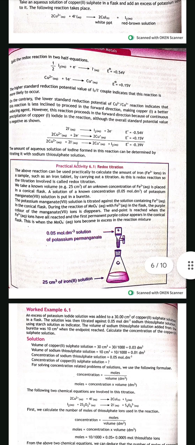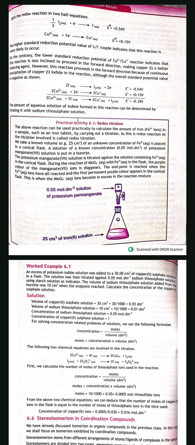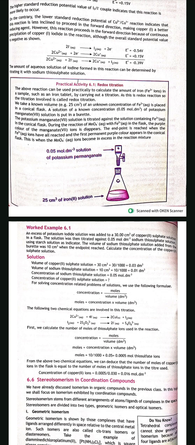The lower value of oxidation potential indicates that the reaction is inclined to proceed in the forward direction, making copper 1 a better reducing agent. However, this reaction proceeds in the forward direction because of the continuous precipitation of copper iodide in the reaction. So the final reaction, by combining these two half reactions, is 2Cu2+ plus 4I- gives us 2CuI plus I2.